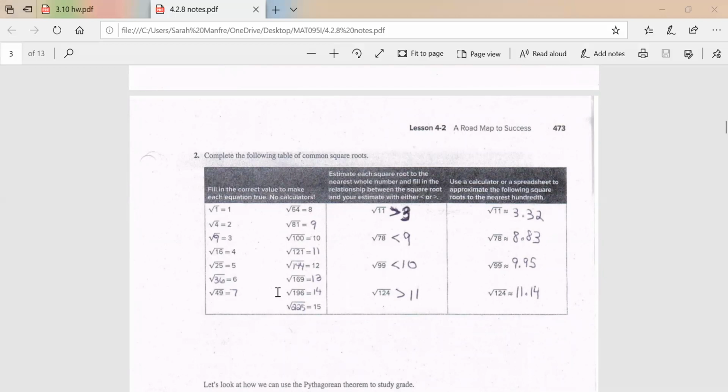And then there's a bunch of blanks in here. So just make sure, I would try and get these blanks on your own first and then come back and check to make sure that you can do them. So these are exact square roots.